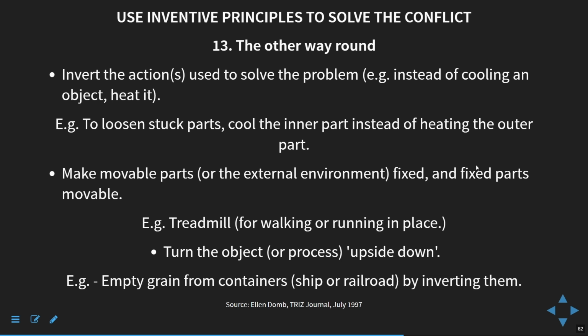So, the jogger is in place while the path is moving. Typically, a jogger moves and the path remains stationary. In a treadmill, it is the opposite. So, there are several ways to do this. The other way round is a principle, the name of a principle.